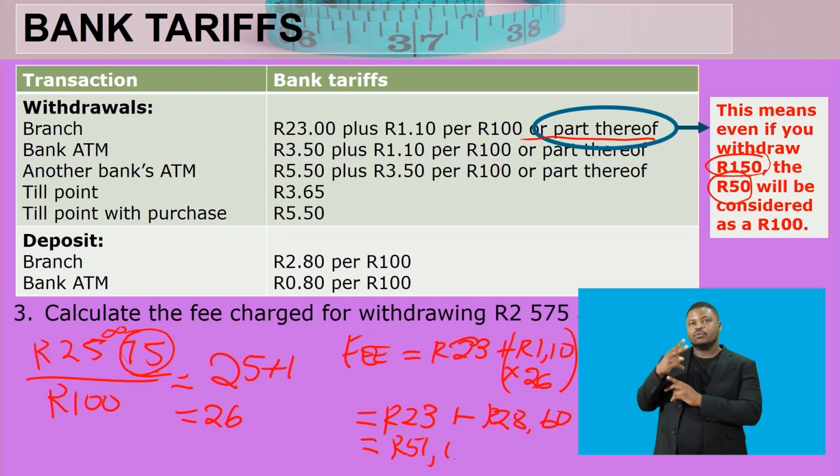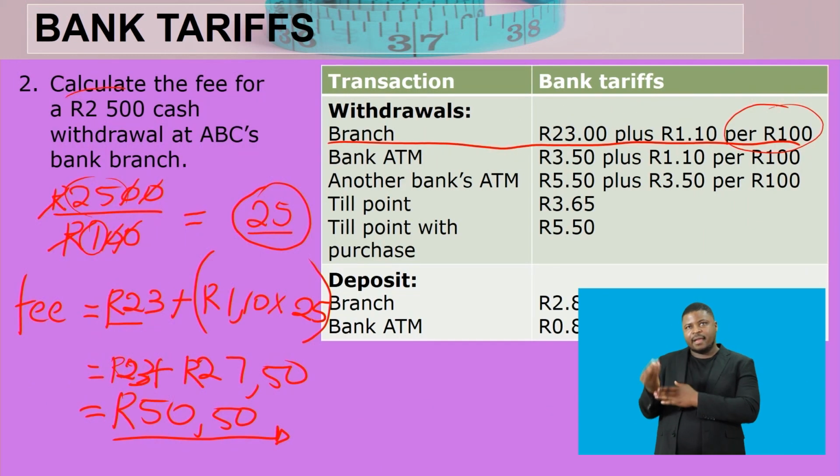Then we add the 23 Rand that we brought down, plus 23, and it gives us 51 Rand 60 cents. So if we check the difference between the bank fee structure that has a part thereof and the one that does not have a part thereof, we realize that the one with the part thereof will actually charge you more than the one without the part thereof.